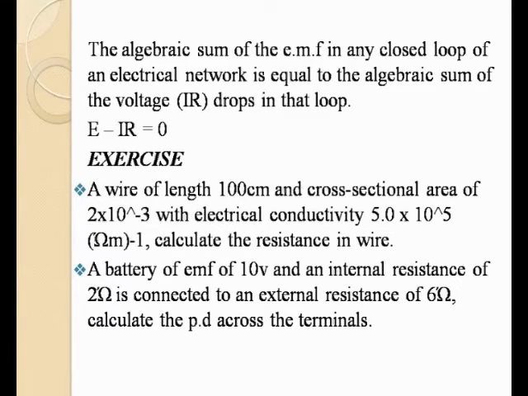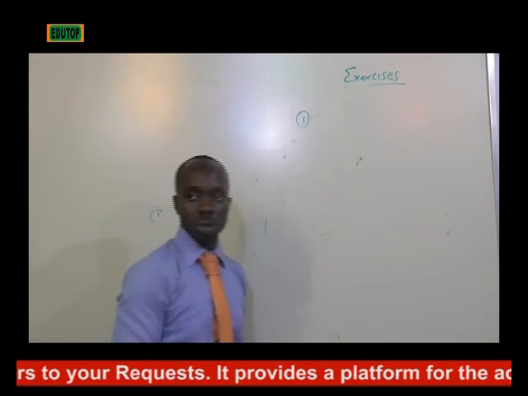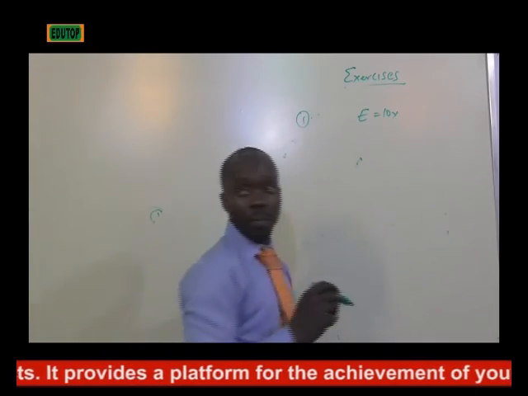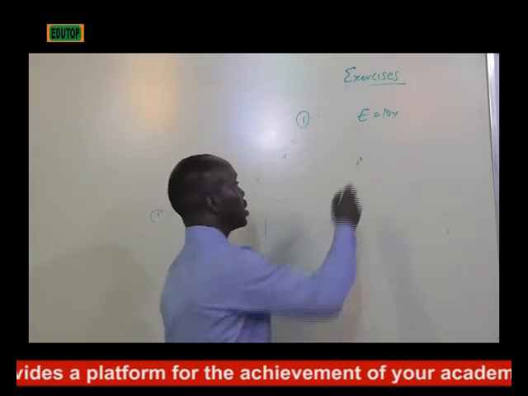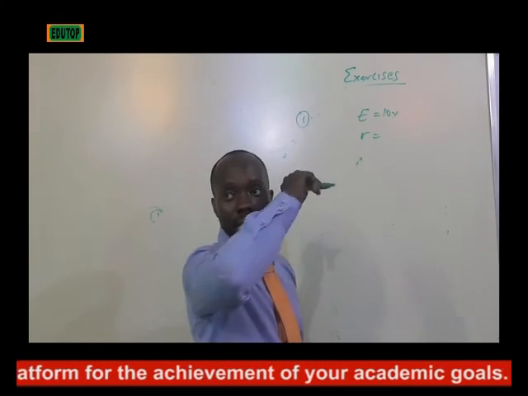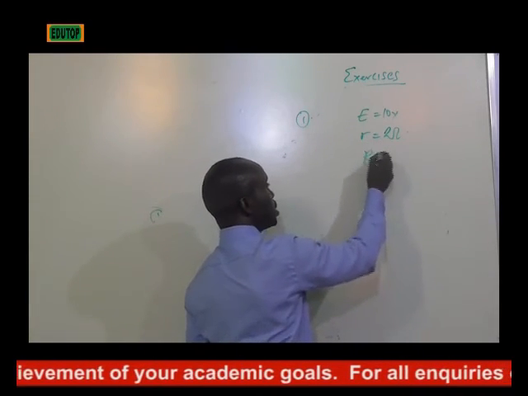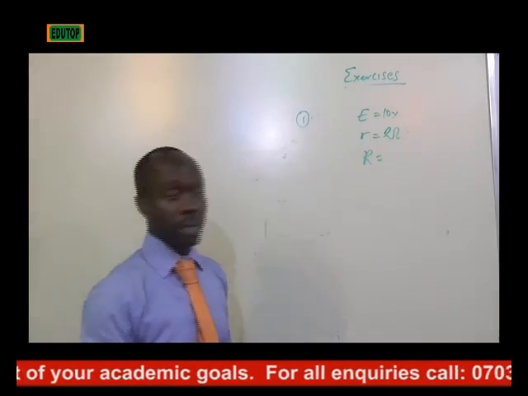Question 2. A battery of EMF of 10 with an internal resistance of this is connected to an external resistance of this. Calculate the PD across the cell. Write out your parameters first. The EMF of the battery is 10. We also have the internal resistance, that's a small r. The internal resistance is 2 ohms. We have the external resistance, the big R. The external resistance is 6 ohms.